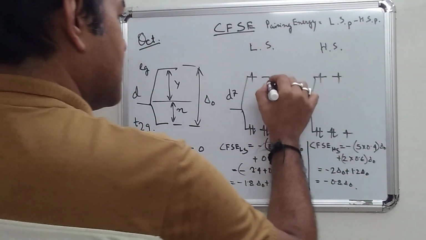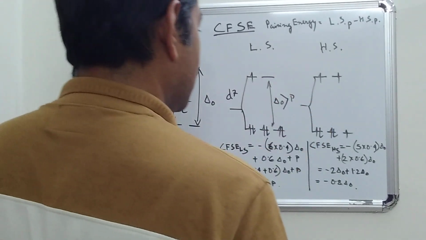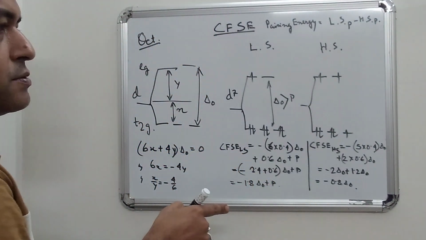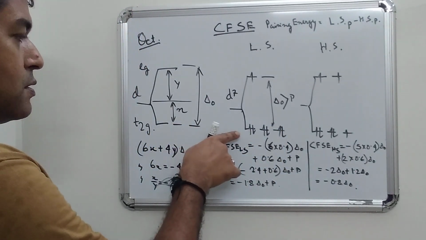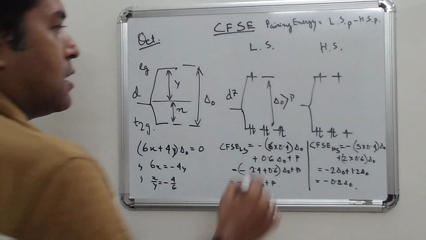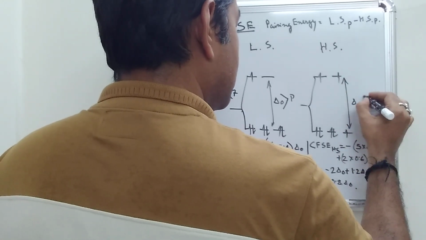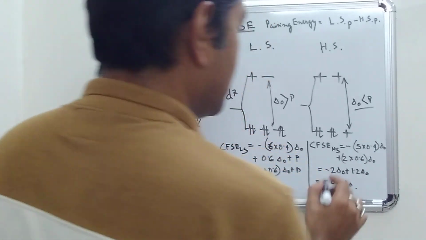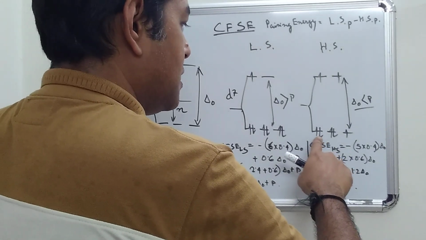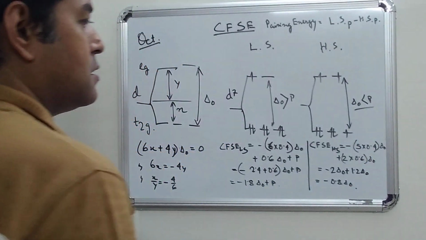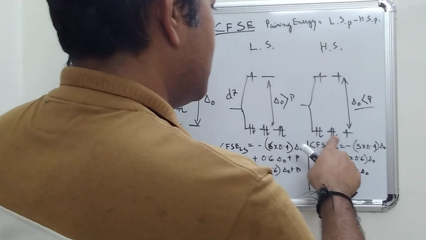Here we should remember that for the low spin, delta 0 will be very high compared to the pairing energy. So it will follow Hund's rule and all the electrons primarily occupy the T2g orbital first, then go to the Eg orbital. But in the high spin complex, delta 0 is less than P, so it will be distributed like this way, and electrons will follow the rule where all the electrons will singly occupy the individual compartments, and then pairing up occurs.